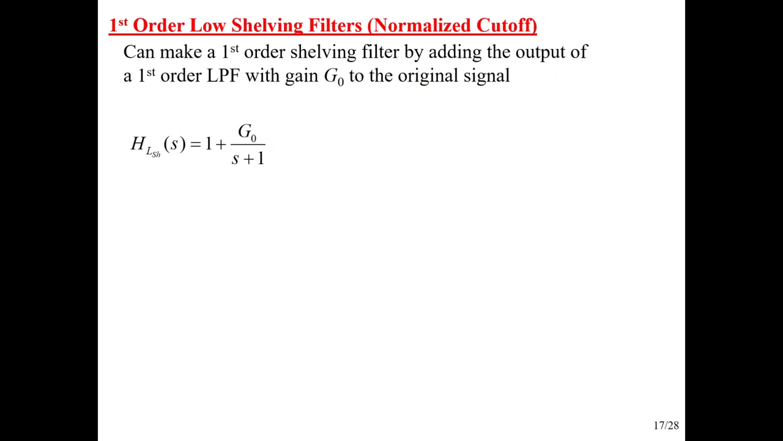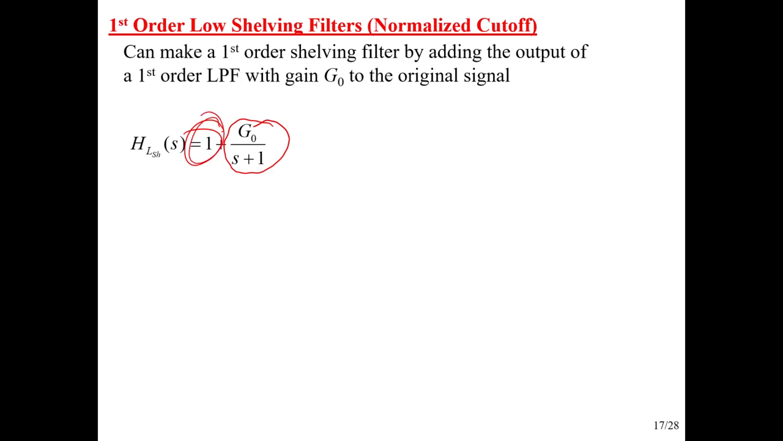Well, let's start with a first order one, and we'll start with a normalized cutoff because it's nice to work that way. So here is a low pass filter with a gain attached to it, G0. Let's not worry too much about the values that gain can take, but it can take on positive and negative values. So what we're doing is we're sending the signal straight through, so there's no filter at all, and we're sending the signal through a low pass filter. And then the part that comes through the low pass filter is added back into the original signal.